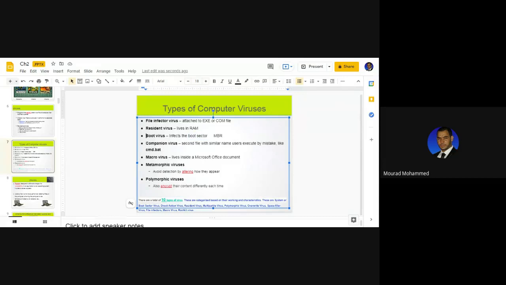The boot virus dominates this boot sector, controls the boot sector. So what does it do? It damages this MBR. The boot virus damages the master boot record file. And if the MBR is damaged, the operating system will not load, thus the computer will not work.